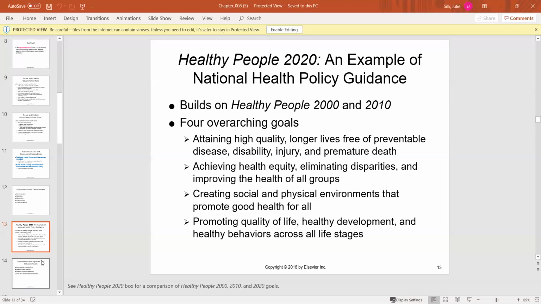The four overarching goals are: we want people to attain high quality, longer lives free of preventable disease, disability, injury, and premature death. We want to achieve health equality, eliminating disparities and improving the health of all groups. We want to create social and physical environments that promote good health for all. And we want to promote quality of life, healthy development, and healthy behaviors across all life stages.